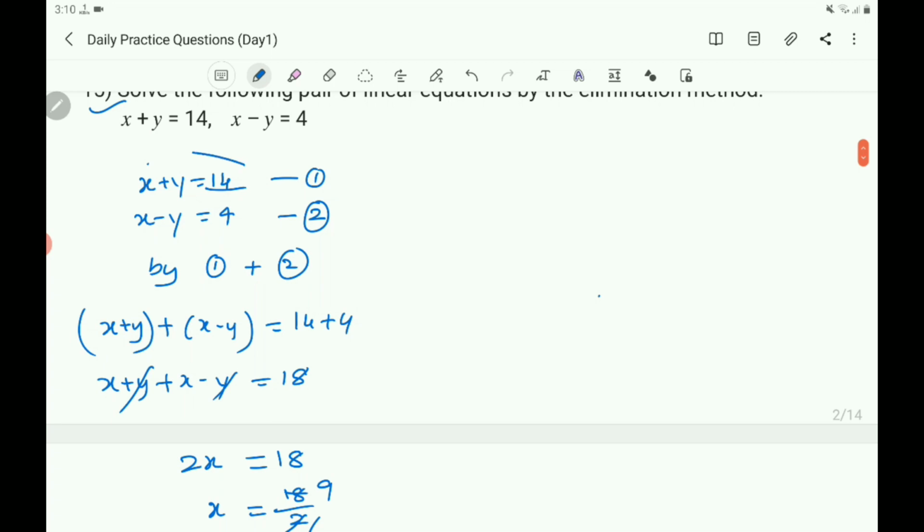Note that 9 plus 5 is 14 and 9 minus 5 is 4. You got the value of x and y. That is by the elimination method.